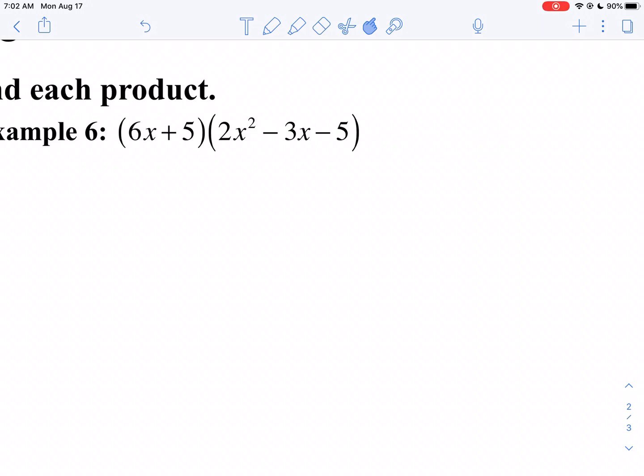One of the reasons I don't like FOIL is that it breaks down on this problem. FOIL works for two binomials, but if you don't have two binomials, then you can't FOIL it. And that's not such a big deal. Just remember, we were always distributing anyway, so I'm going to distribute 6x. The only thing this time, I'm going to do it 3 times.